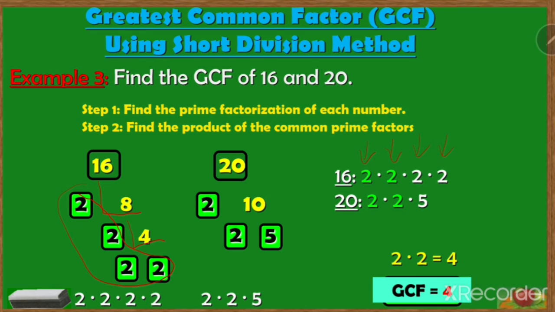Alright, what about 20? Now, we have 20 divided by 2 equals 10. And then 10 divided by 2 is equal to 5. So we're going to stop here. The prime factors of 20 are 2 times 2 times 5. So as you can see here, the common factors are 2 times 2. Therefore, the greatest common factor of 16 and 20 using short division is 2 times 2, which equals 4.